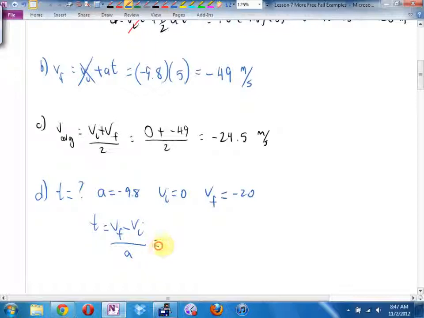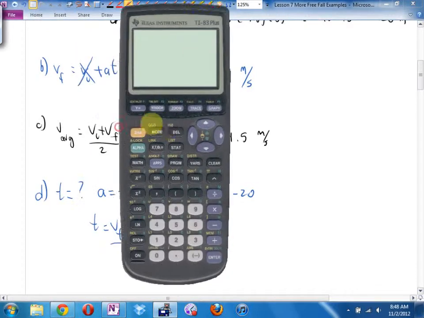So V final is -20 minus V initial is 0 divided by -9.8. I was worried I was going to get a negative time, but I get a negative divided by negative, yes? Nature takes care of itself and says, no, I know time's positive. That's good. It's always nice when the universe bails me out.